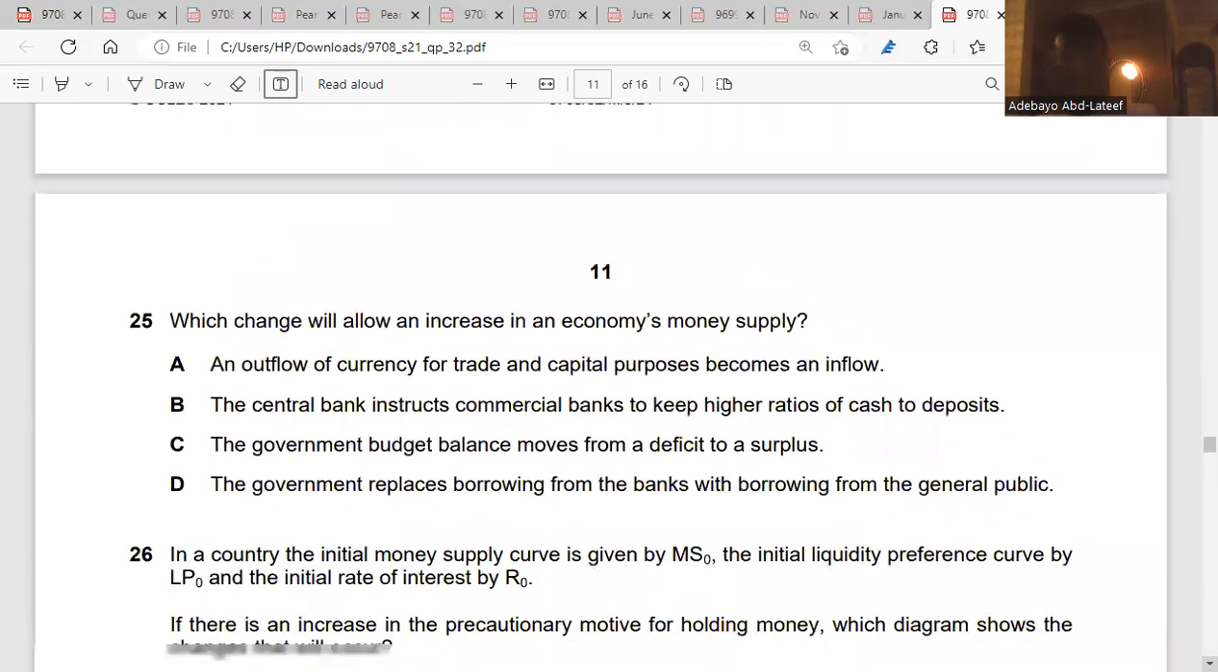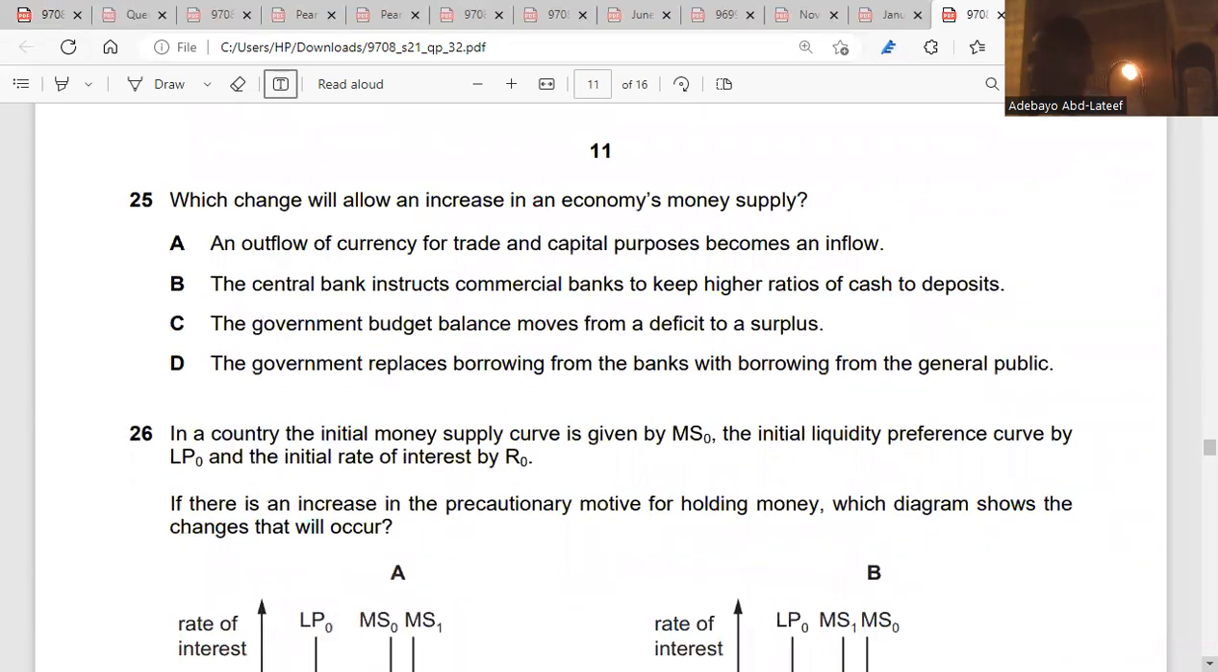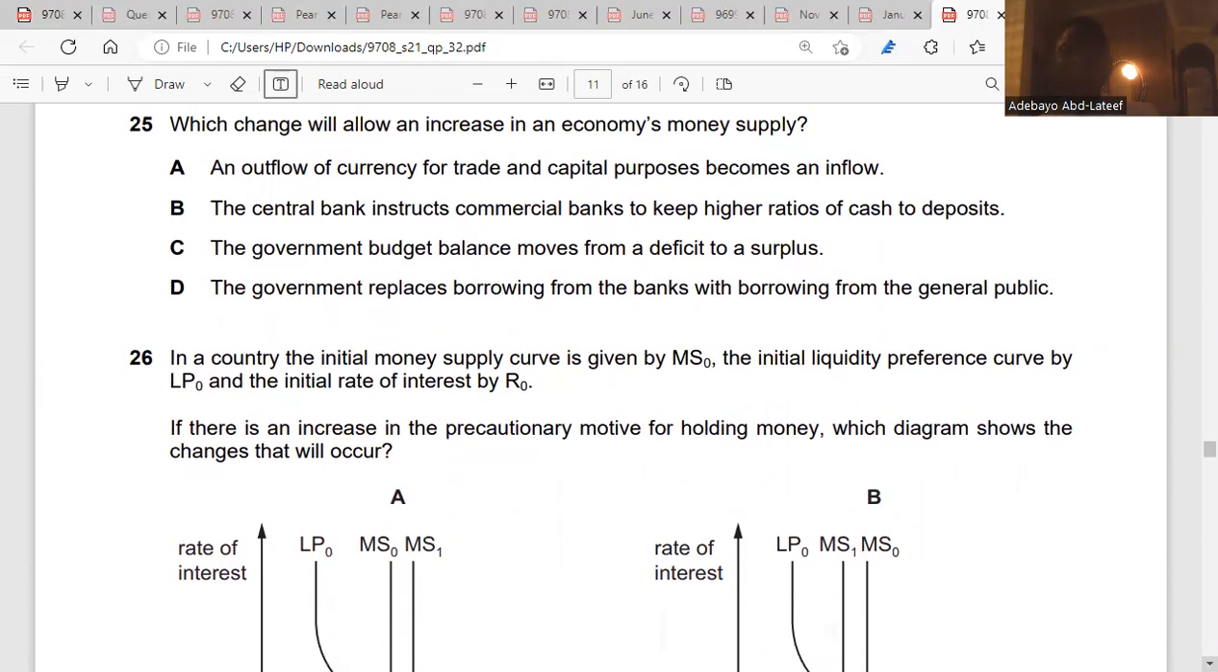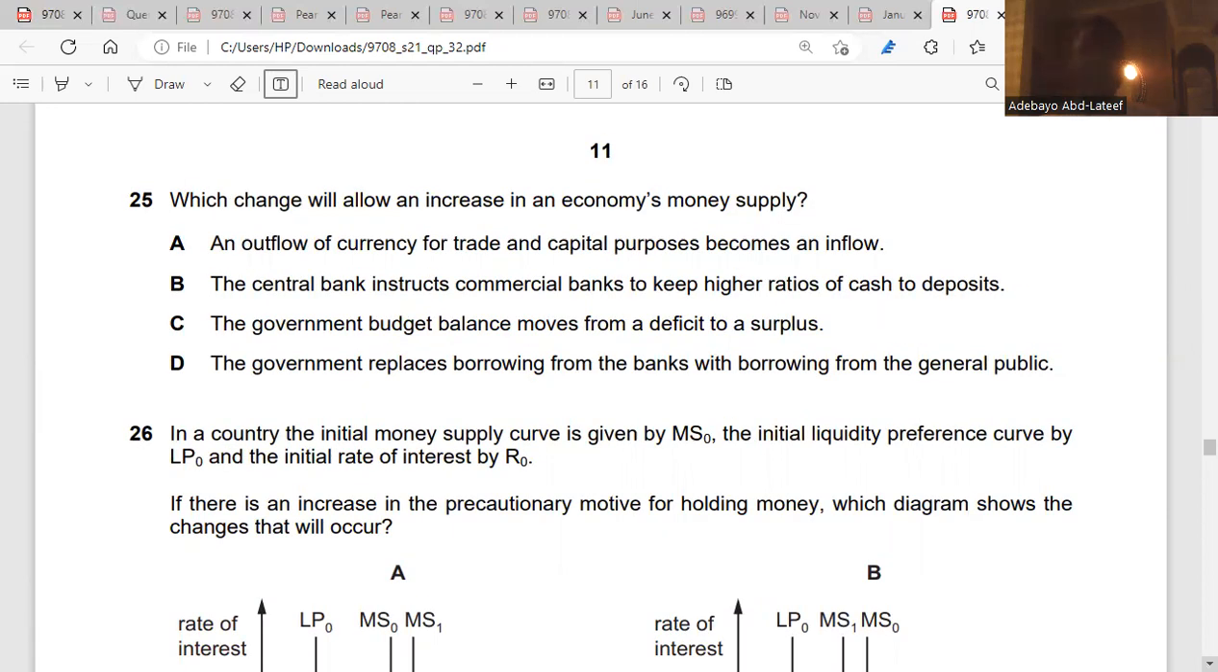25. Which change will allow an increase in economic money supply? So if there's going to be an increase in money supply, that means our outflow of currency for trade and capital purposes becomes an inflow. What we're saying is that whatever money goes out from us would be as a result of investment. As soon as it's going out, it should return in terms of returns, in terms of growth, in terms of inflow.